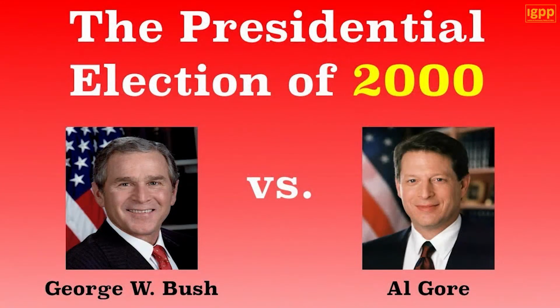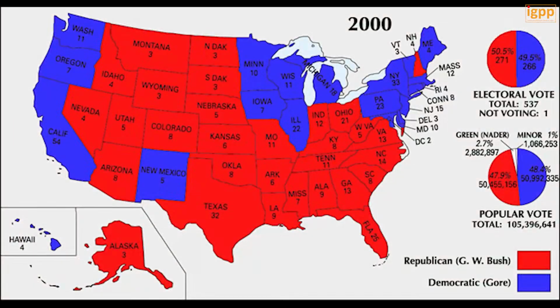Similarly, in the contentious 2000 election, the model predicted George W. Bush's victory over Al Gore, despite the close result and the complex recount situation.